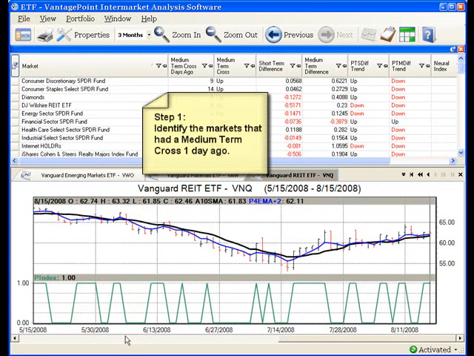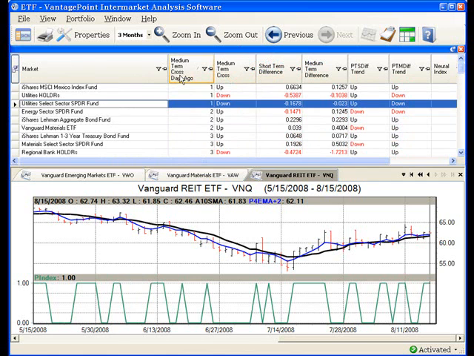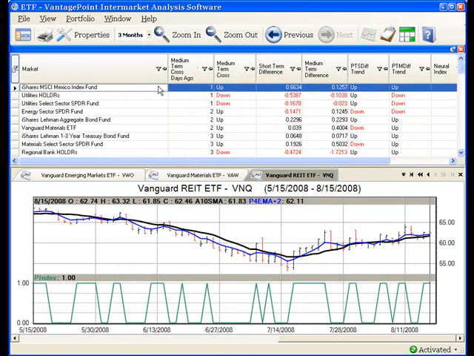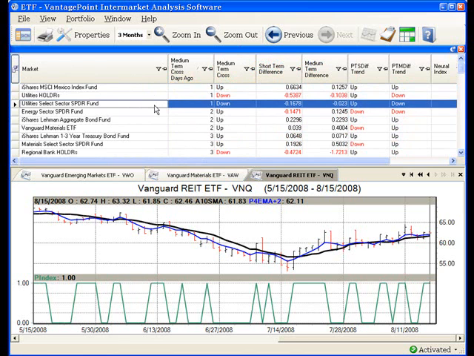First, you want to identify the markets that had a medium-term cross one day ago, and there are two ways you can go about doing this. In the first, do a single left click on the column heading Medium-Term Cross Days Ago, and this sorts the results in order. You would then focus on the three markets that had a medium-term cross one day ago.